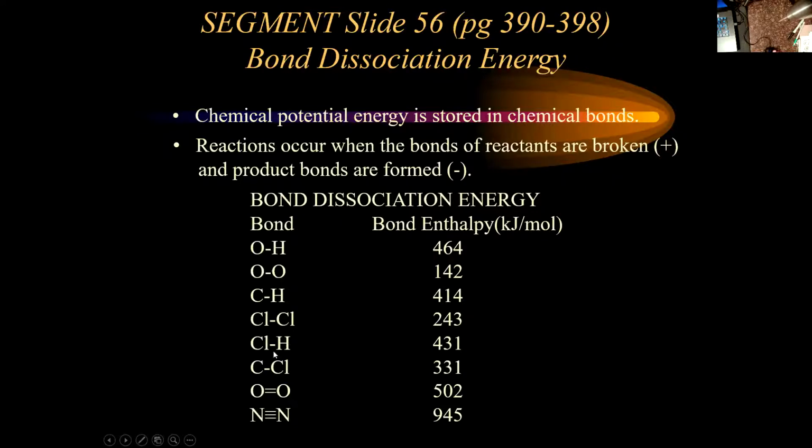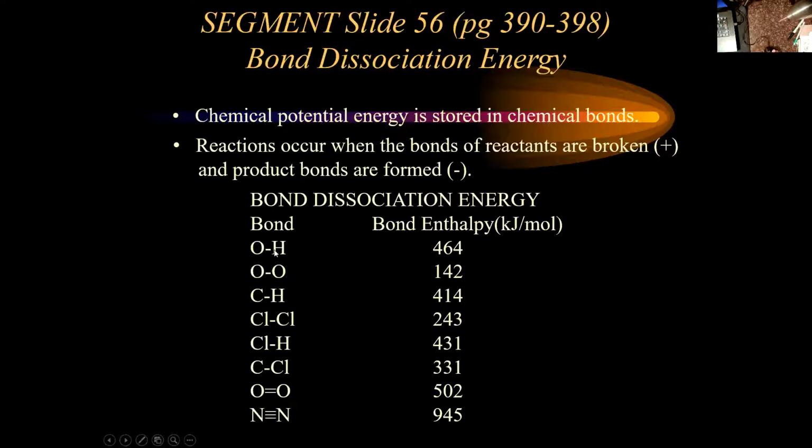I have one double bond on there, and it's at 502 for oxygen, gaseous oxygen. And I told you the nitrogen to nitrogen triple bond is one of the strongest we know. It's 945 kilojoules per mole. So you see it's almost twice as much as that double bond. Not quite, but almost. And a lot more than most of the single bonds.